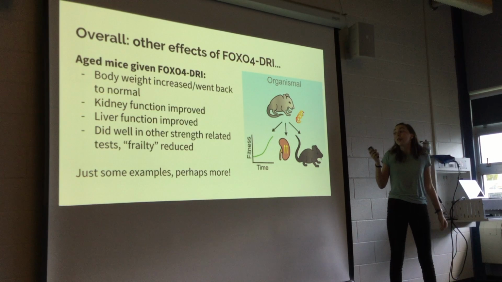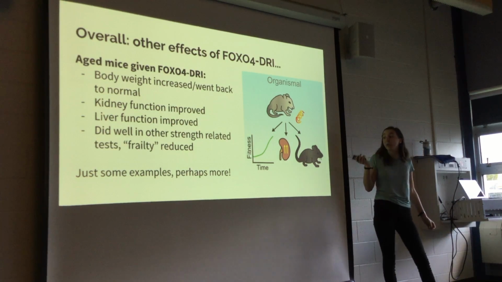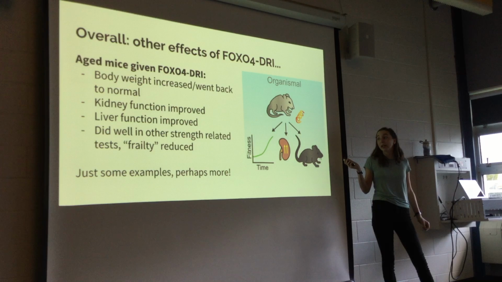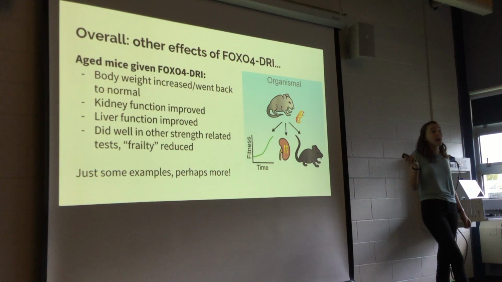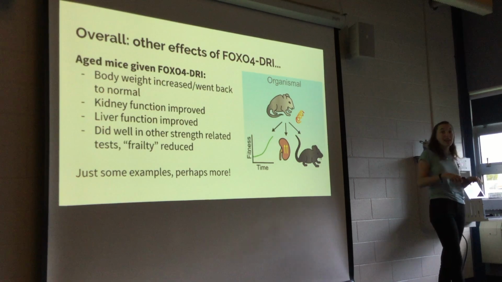And then lastly, frailty was reduced when FOXO4-DRI was given, and in strength-related tests, the mice given FOXO4-DRI did way better than they would have if they were just aged mice.